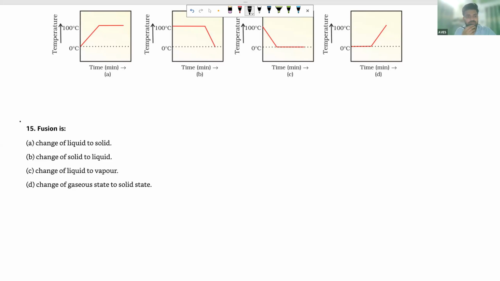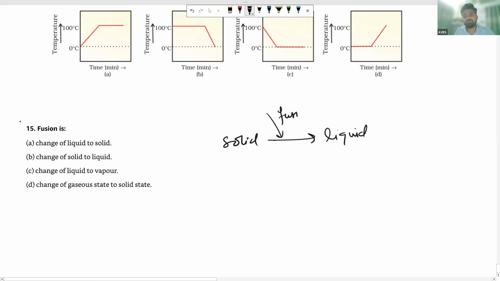What is the answer for this question? Yes, fusion is the change of state from solid to liquid. When solid changes to liquid, it will take latent heat of fusion. Okay, so this is fusion. Okay, next.